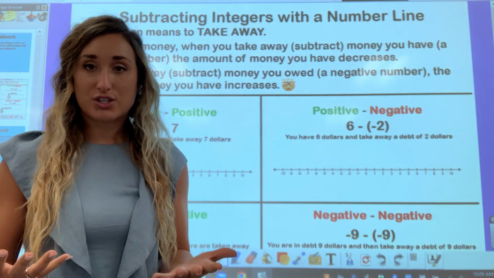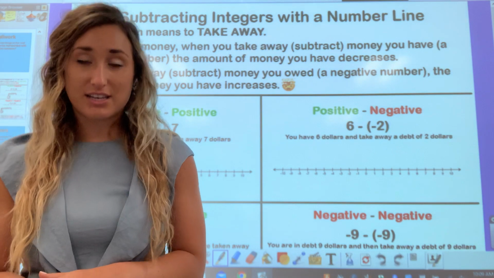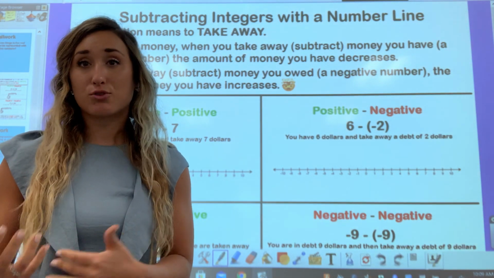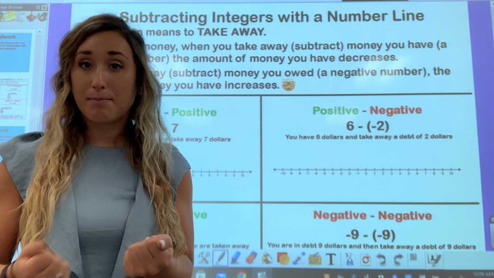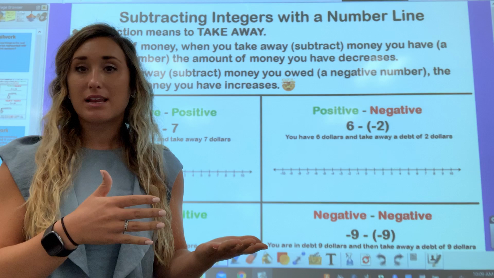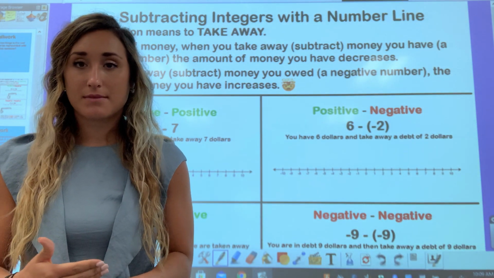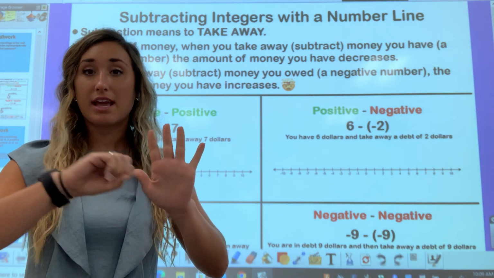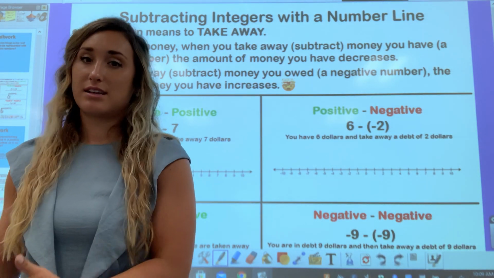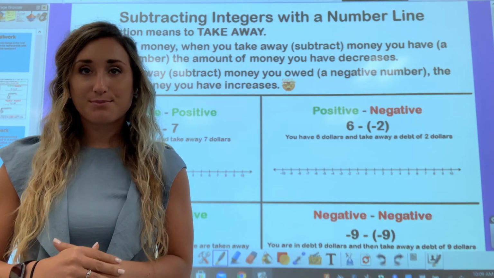So again, we're going to think about subtracting integers in terms of money. When you take away or subtract money that you have, a positive number, the amount of money that you have is decreasing. Like if you have $5, you take away positive 3, you take away $3 that you had, the amount that you had decreases.